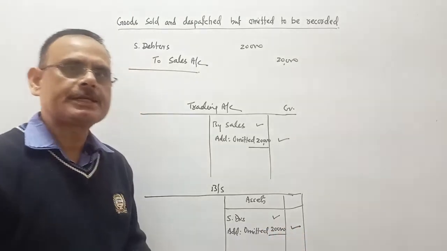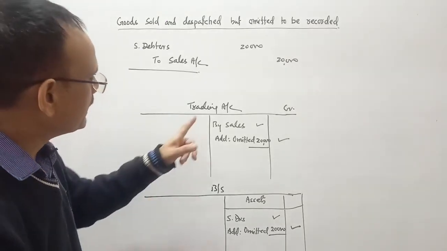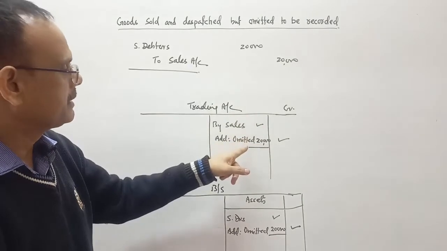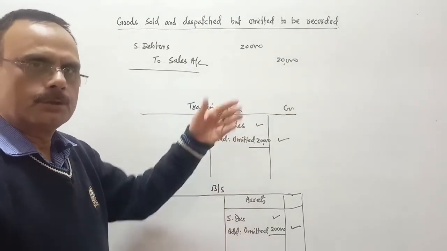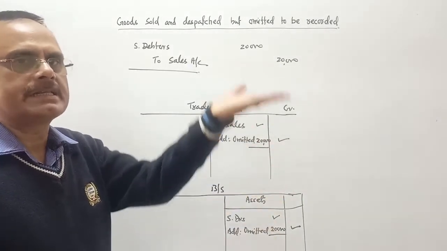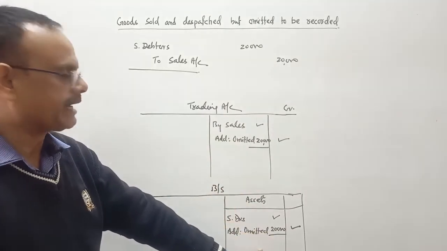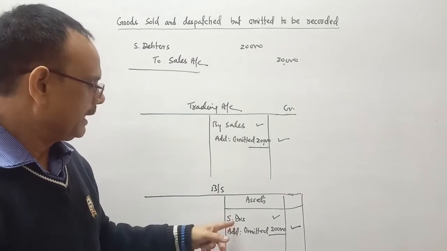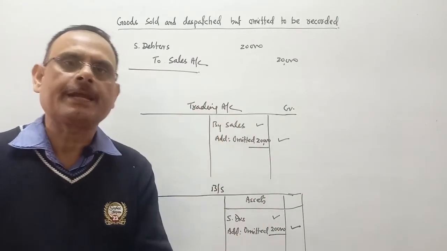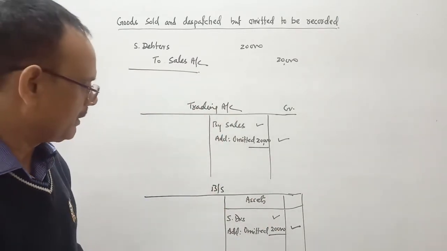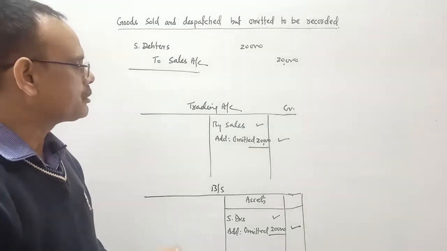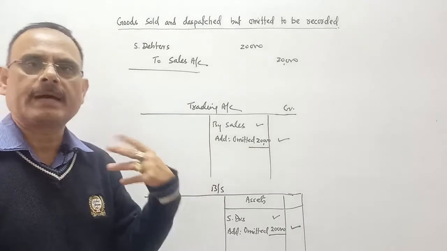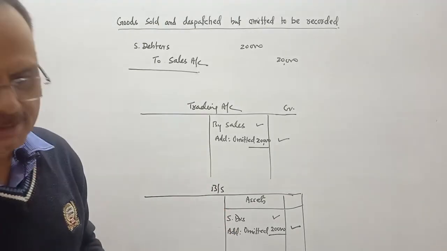So in two places we will do the adjustment. One, in the credit side of the trading account, you add this value in the sales. You have to increase the sales amount, and in the asset side of the balance sheet you have to increase the debtors amount. Debtors amount will be increased by the same 20,000, by the same amount, okay. So sales will be increased in the trading account and the debtors will be increased in the balance sheet assets side.